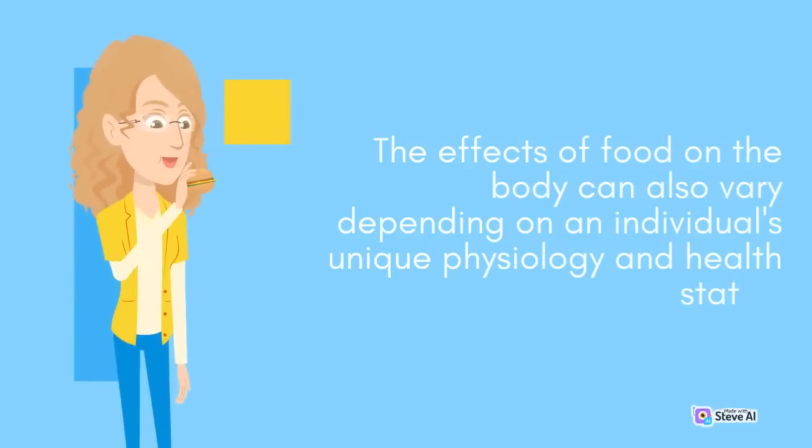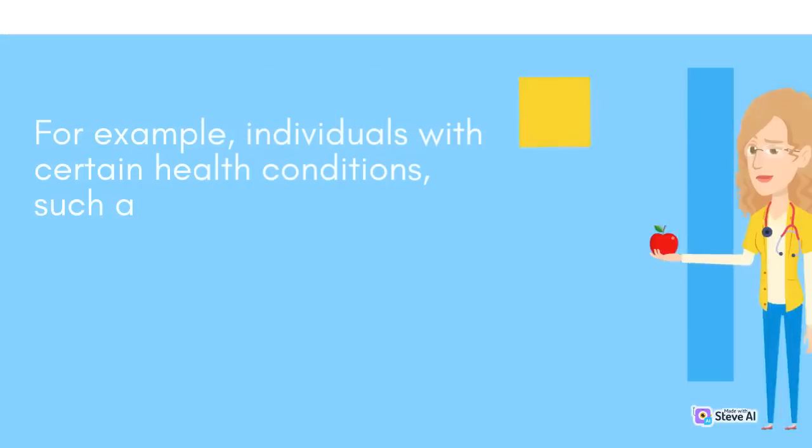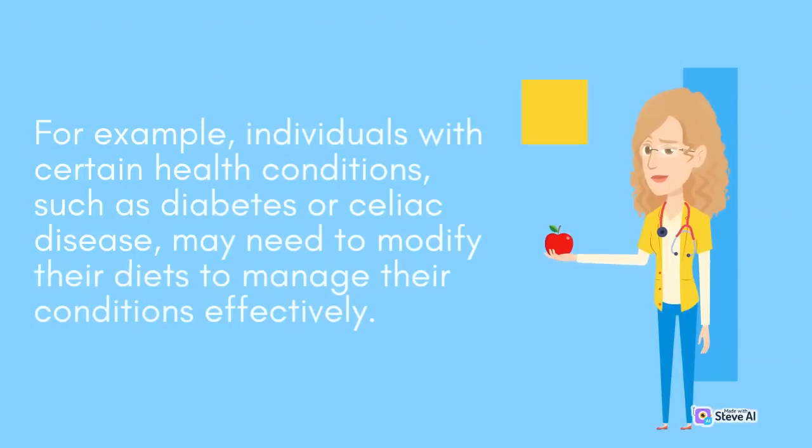The effects of food on the body can also vary depending on an individual's unique physiology and health status. For example, individuals with certain health conditions, such as diabetes or celiac disease, may need to modify their diets to manage their conditions effectively.